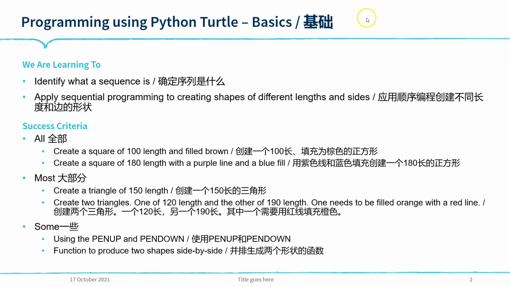So as your challenge, I want you to have a look at this. I want you to create a square of 100 length and filled brown. I want you to create a square of 180 length with a purple line and blue fill. I want you to create a triangle with 150 length. Then try and create 2 triangles next to each other, one of 120 length and the other 190 length. One needs to be filled orange, one needs with a red line. And then the next part, I want you to use the pen up, pen down function to produce 2 shapes side by side.